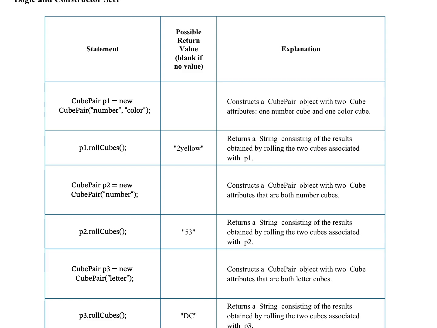So if we create a cube pair called P1, we can put in a number cube and a color cube. If we create one with just one parameter, that means both of our dice are going to be that. If we roll our cubes, we're going to get the two values of our cubes concatenated together.